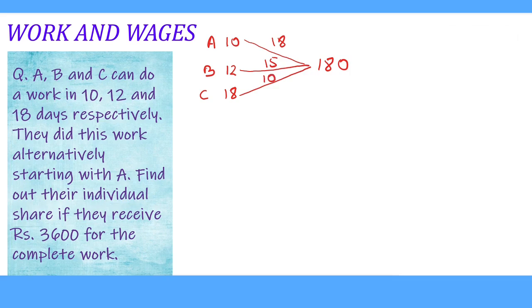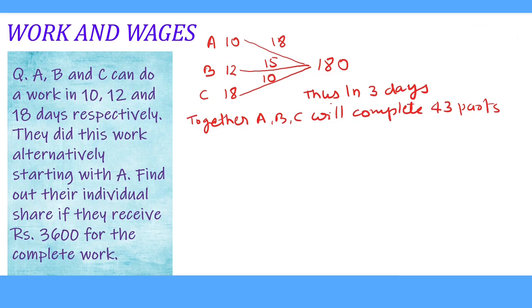Now if they work alternately, then on the first day A will complete 18 parts, B will complete 15 parts on the next day, and on the third day C will complete 10 parts. So together they will be completing 43 parts in 3 days. Thus in 3 days A, B, C together complete 43 parts, and 43 divides 180 four times and the remainder will be 8. So everybody will be doing 4 days of work, and the last 8 parts A will complete on the 5th day.